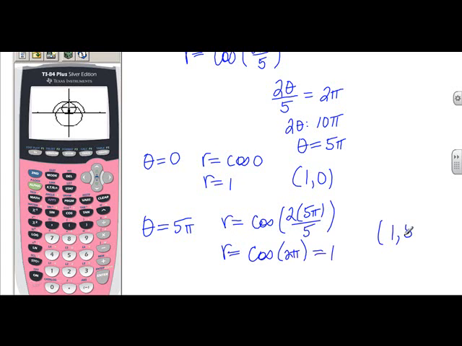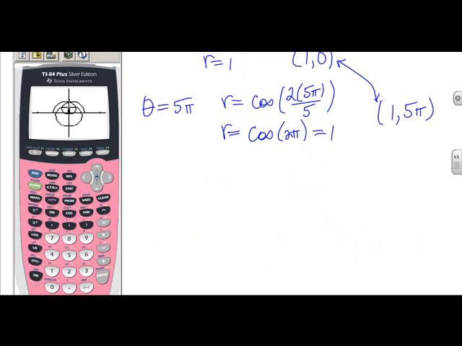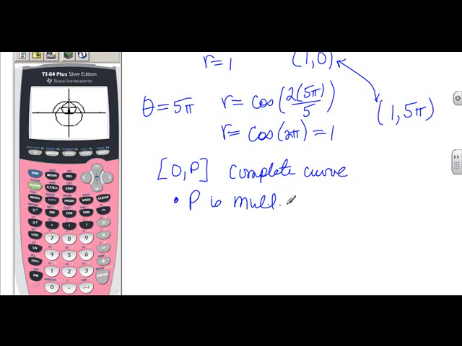In general, we can kind of jump to what we need to do. The interval 0 to P gives you a complete curve. There are a couple of things we have to think about. P is a multiple of the period of your function, and it's also a multiple of 2 pi.